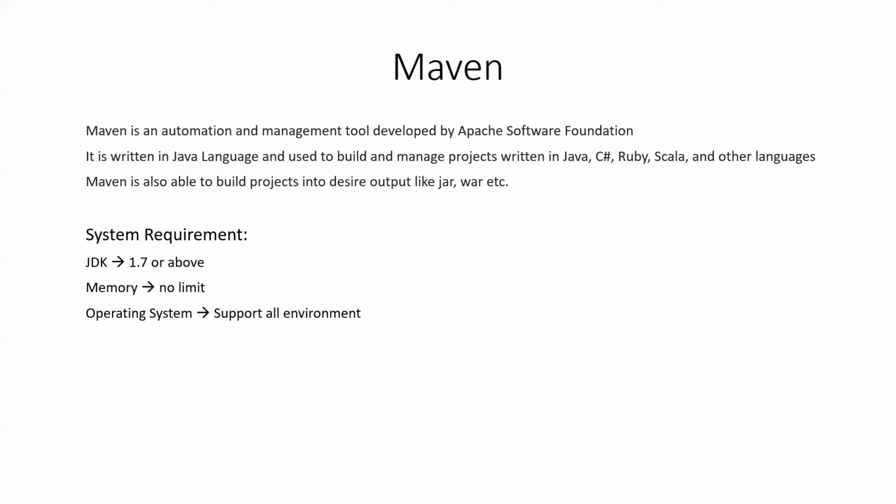What is the requirement of Maven? Basically, there is one requirement: it uses Java JDK 1.7 or above. So we need to install Java on the system before working with Maven. Memory, there is no limit. Operating system, it supports all environments, and we can use a Maven project on Linux, Mac, Windows, any machine.